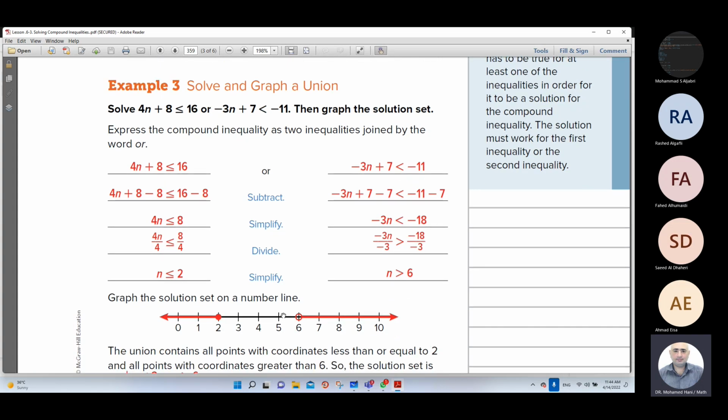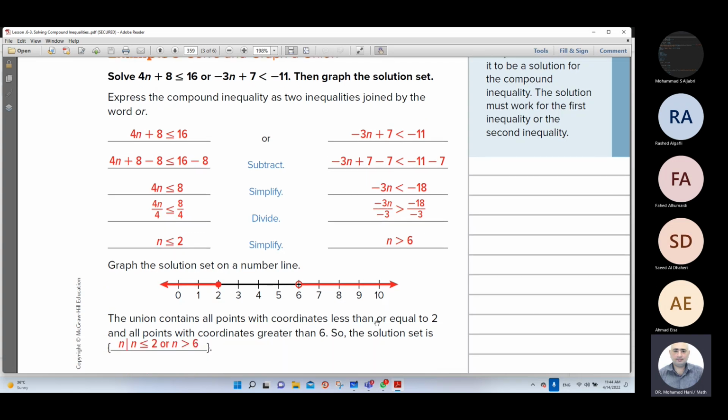So draw the number line, represent 2, use a shaded circle because we have equal here. n less than or equal to 2 means the direction to the negative side. Then represent 6 and use an open circle because you don't have equals here. And n greater than 6 means to the positive side. So this solution or this solution. And when you want to write the set of solutions: n such that n less than or equal to 2 or n greater than 6.